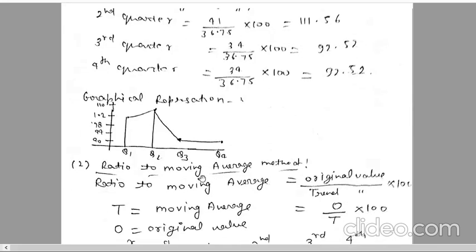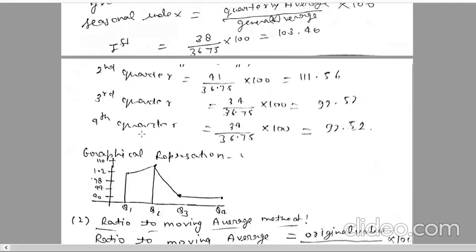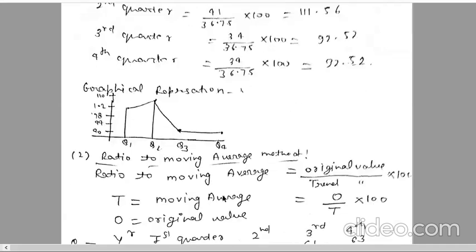And the graphical representation is Q1, Q2, Q3, Q4, which is the quarterly division of your data. You are considering the values 90, 94, 98, 102, 110. Just draw all these points. So 103 will be between 98 and 103, here. For the second, you are getting 111, so 111 will be higher than 110. 92 will be here, and 92.52 will also be here.